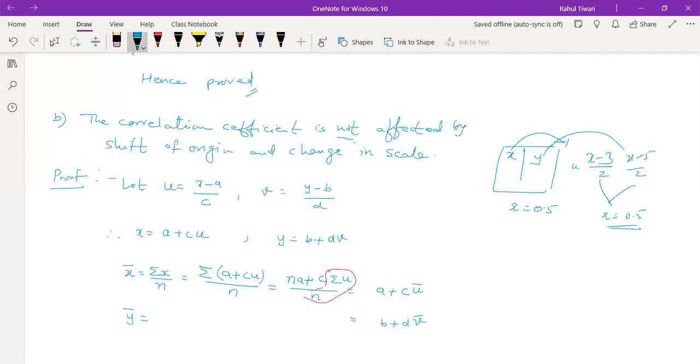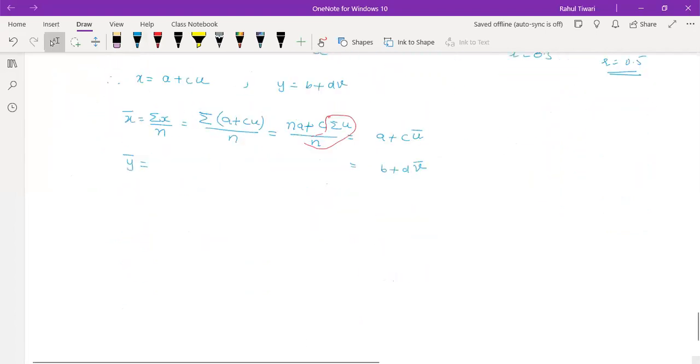Now, what am I actually trying to obtain? I am trying to obtain the correlation between U and V. क्या निकालना है मुझे? Correlation between U and V. So I know the formula. Correlation between U and V के लिए what I want to calculate.